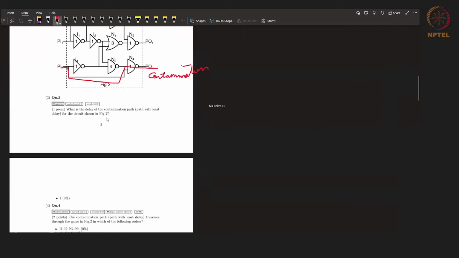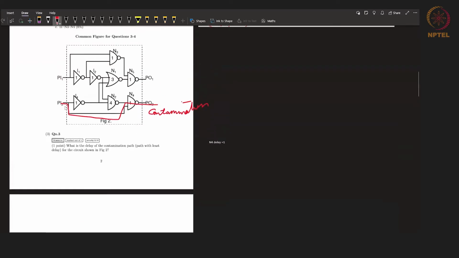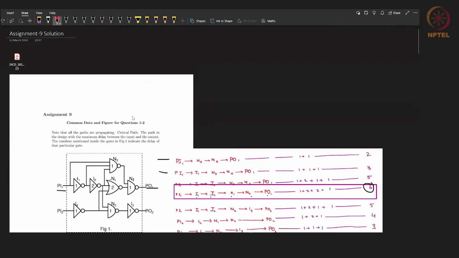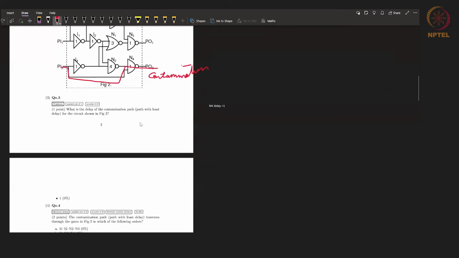Question 3. What is the delay of the contamination path, that is the path with the least delay, for the circuit shown in figure 2? So as you can see, all the other paths have multiple delays associated with them. If you look at this path, which is PI2 to N4 to PO2, which is traversing through just one gate with a delay of 1, that is the contamination path or the path with the least delay.